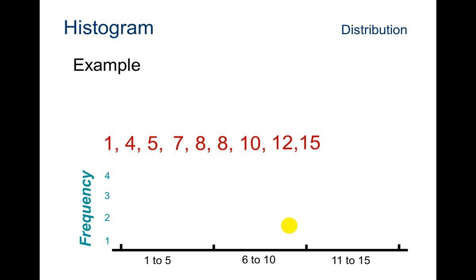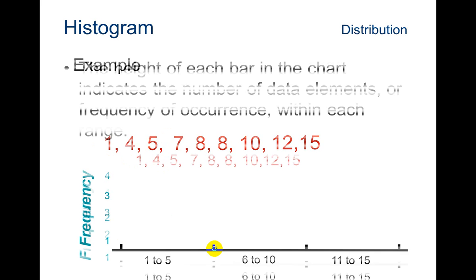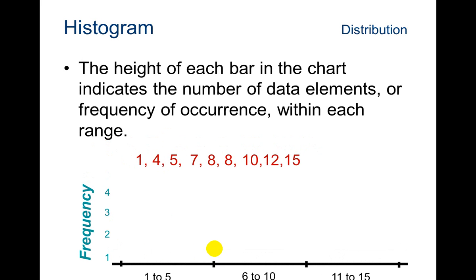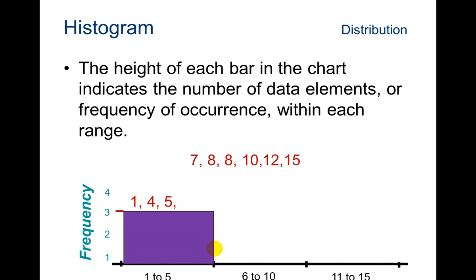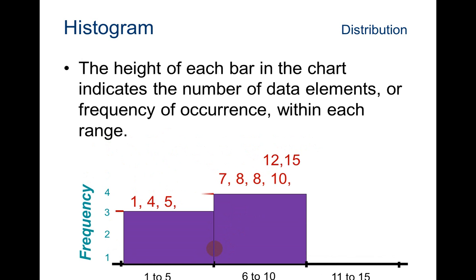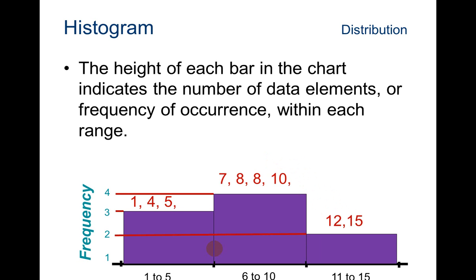Okay, the height of each bar in a histogram indicates the number of data elements, or the frequency of occurrence, within each range. So we've decided there are 3 numbers that are in between 0.5 and 5.5. The height of each bar is going to be representative of how many numbers are in that range. From 6 to 10, we have 4. And from 11 to 15, we have 2. And that's how your histogram is created.